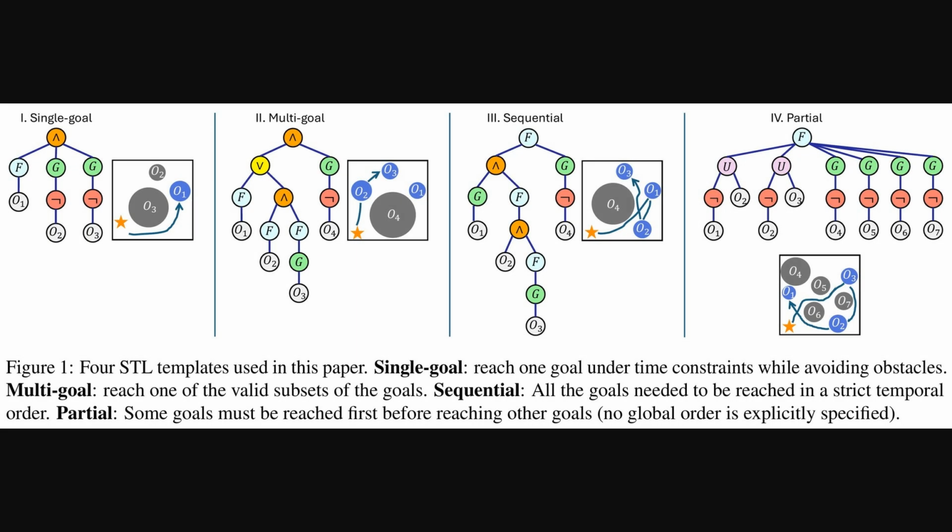So building on how TeLoGraF understands these signal temporal logic instructions, this figure actually shows us the 4 main types of signal temporal logic templates the researchers used. You can see single-goal, multi-goal, sequential, and partial order tasks, each represented as a kind of tree structure. These templates are really important because they form the basis for a huge dataset, around 200,000 examples, which is crucial for the graph neural network to learn how to interpret a wide variety of these complex, timed commands effectively.